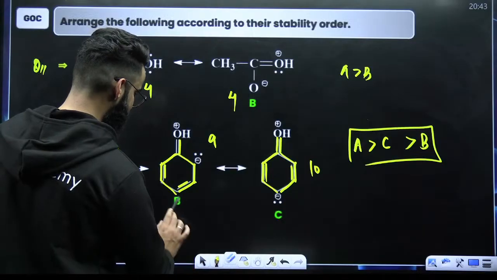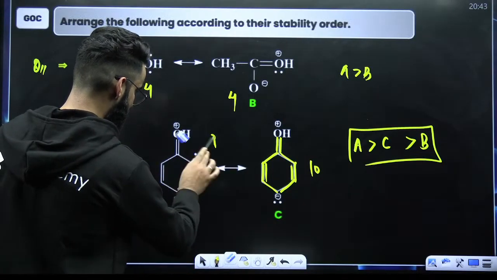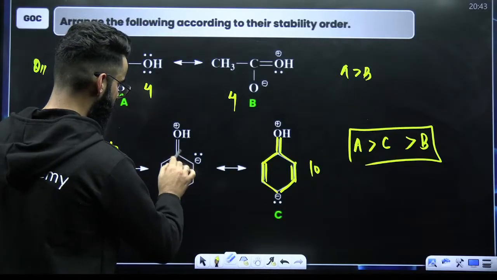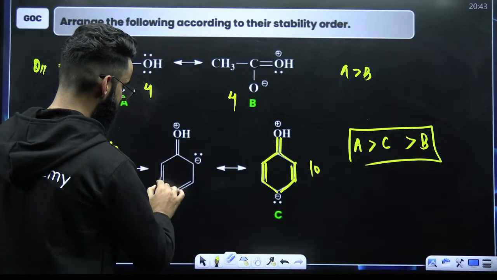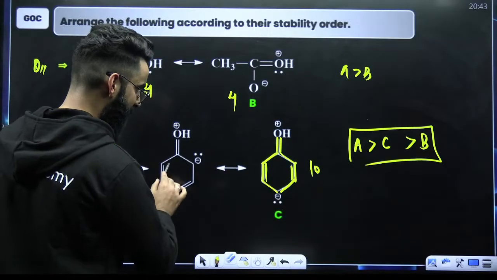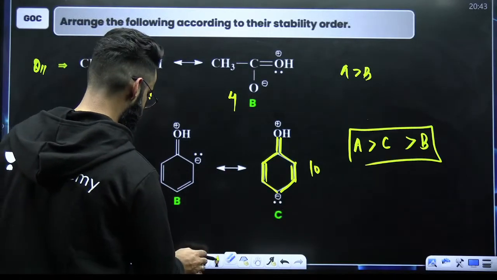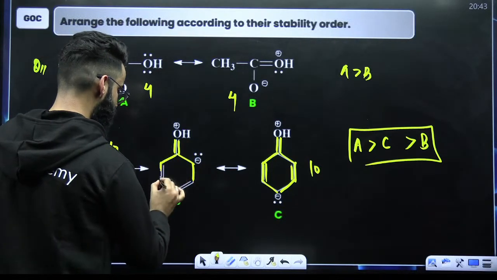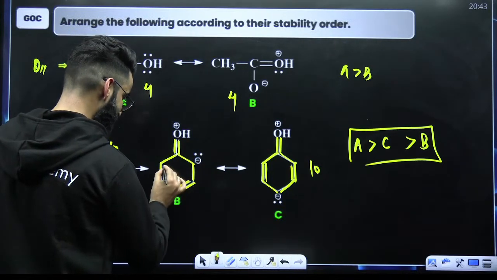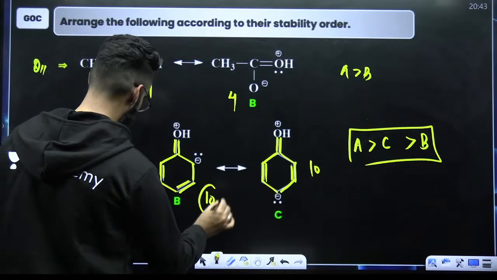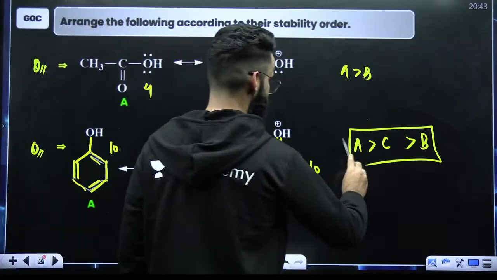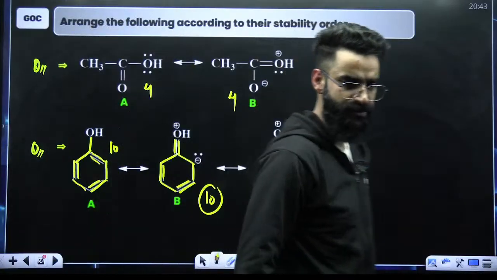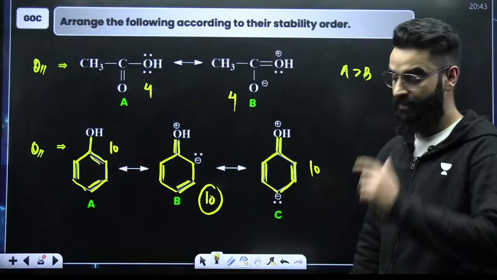I hope I'm clear with this. Did I count the bonds correctly here? 1, 2, 3, 4, 5, 6, 7, 8, 9. Wait, I think I counted the bonds incorrectly here in this case. Just a second. 1, 2, 3, 4, 5, 6, 7, 8, 9, 10. This also contains 10 bonds. So everywhere there are 10 bonds basically.